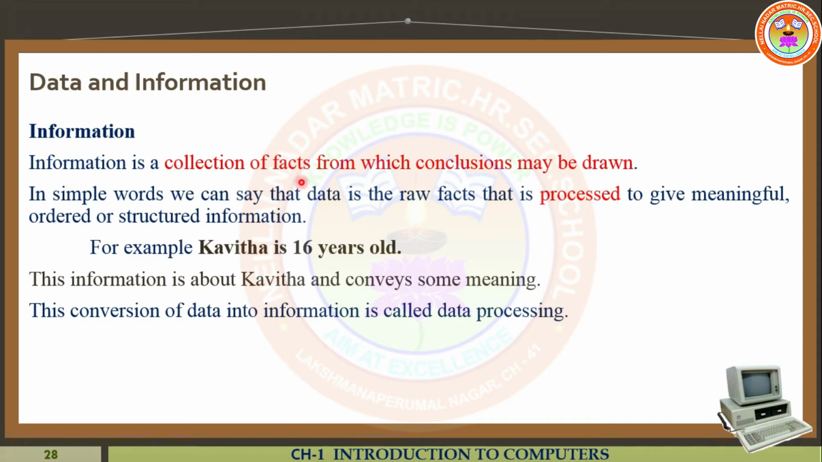So both these, data and information: once the data is processed, we get information, and only then does the information carry a meaningful message. This process is known as data processing. Okay, this conversion of data into information is called what? Data processing. So data processing means what? Once the data is processed or converted into information, that process is known as what? Data processing. Don't forget. Okay, all right.